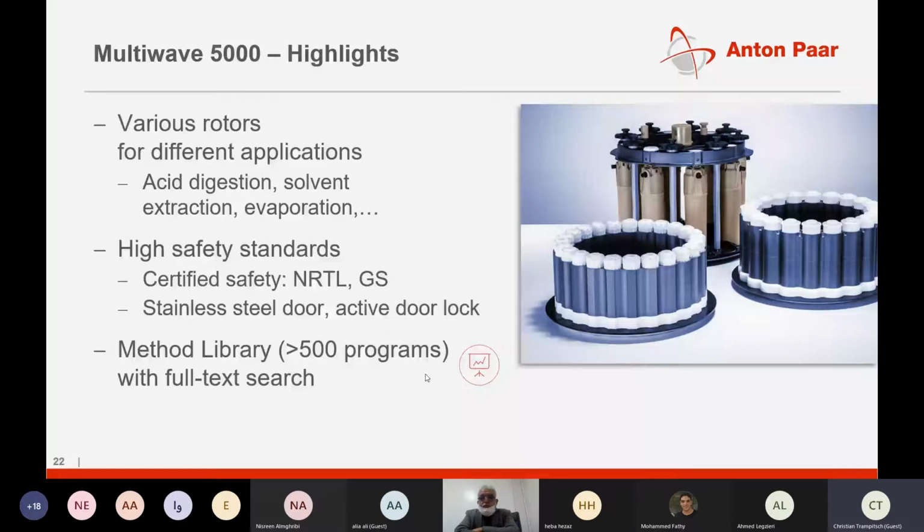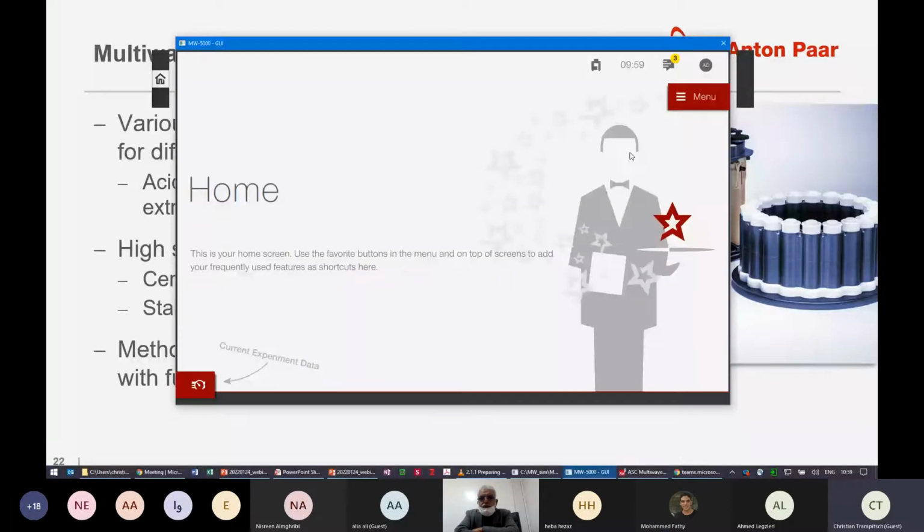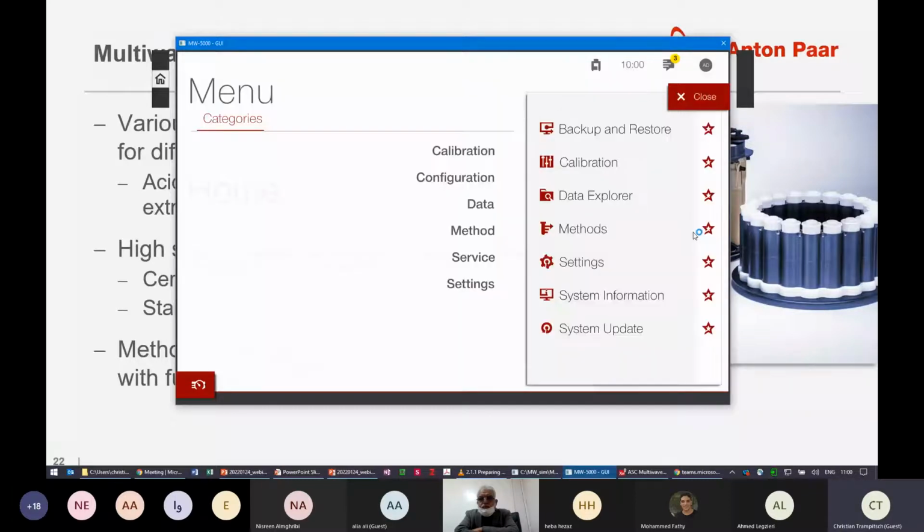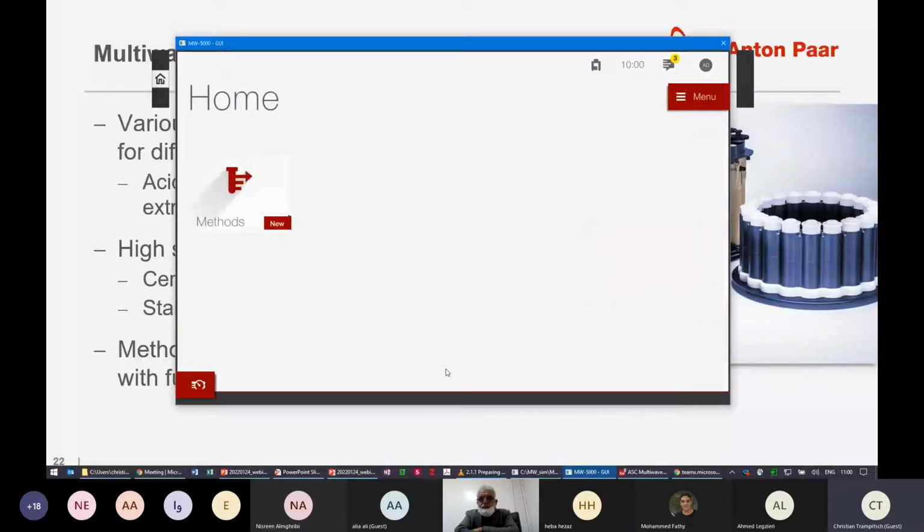When you want to start a digestion on your instrument, you also have to consider: what is the recipe? How much acid can I take? How much sample can I take? What is the program? On this system, we have a method section. And we also want to access that more frequently, so we can put all the functions we want on this home screen. So we can configure the home screen according to our needs, and most likely method will be the first one you want to have.